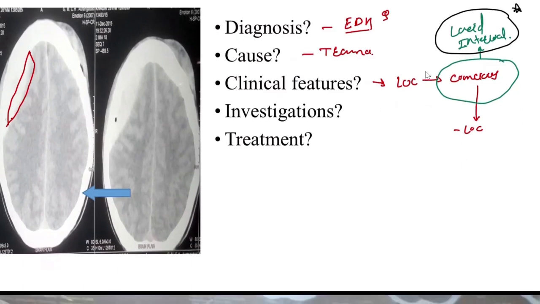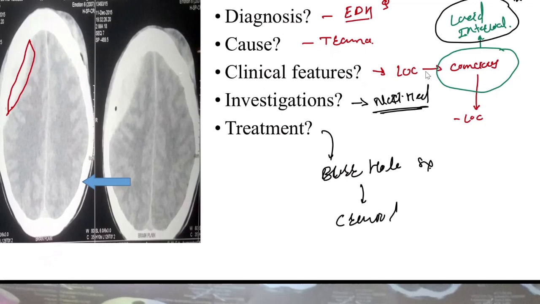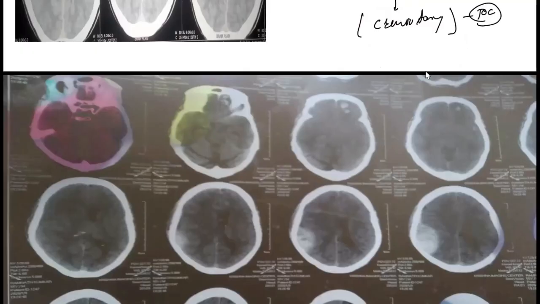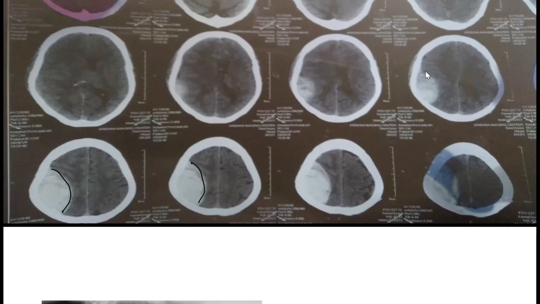So the investigation is NCCT. Treatment is again burr hole surgery or craniotomy. Actually, craniotomy is the treatment of choice. Burr hole surgery is an emergency procedure just to remove the hematoma. So this is the CT scan showing the EDH.